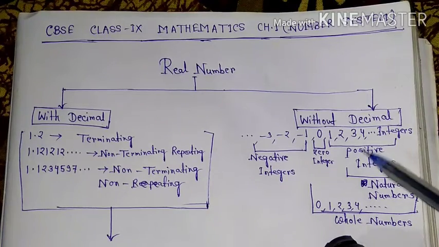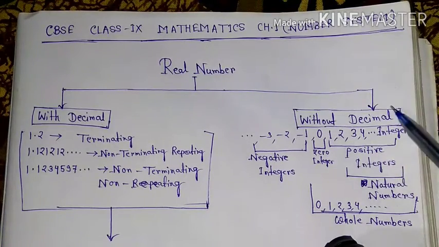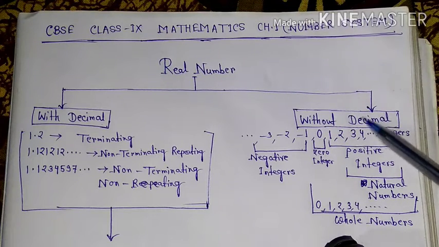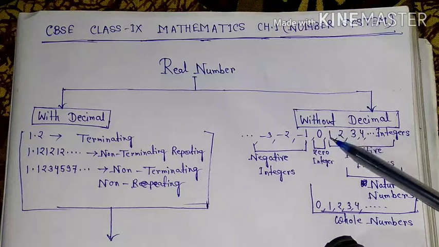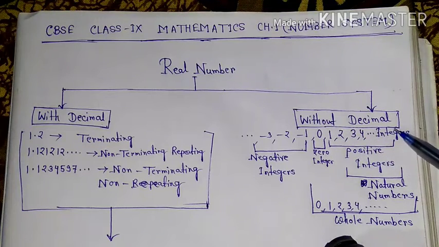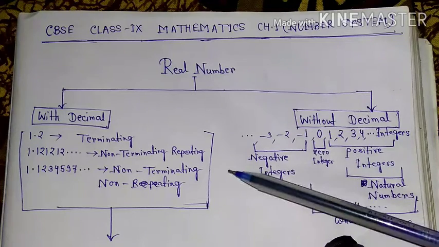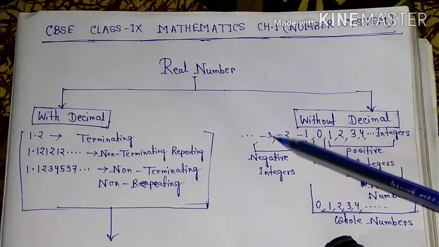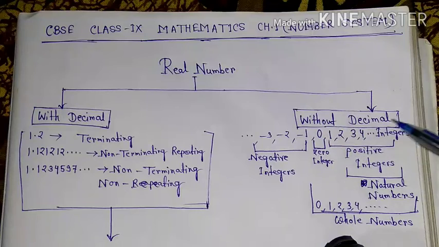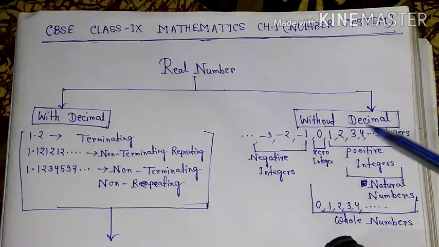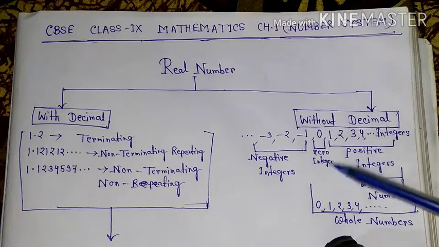On the other hand, in without decimal we get the numbers 0 1 2 3 4 and so on, and -1 -2 -3 and so on. These are the numbers without decimal, which are real numbers. And these numbers are called integers, which we already discussed in the previous class.